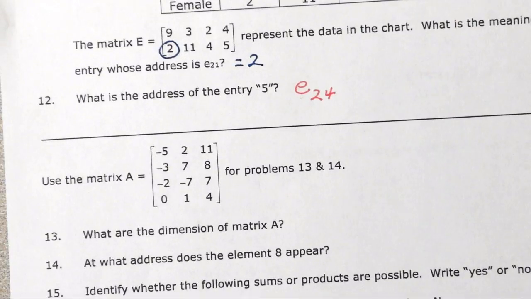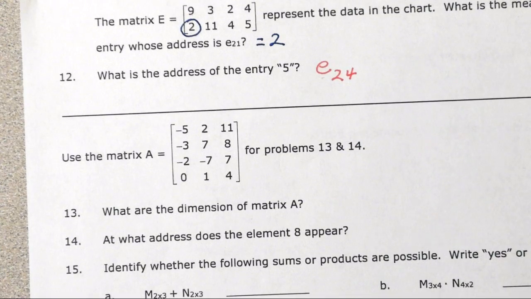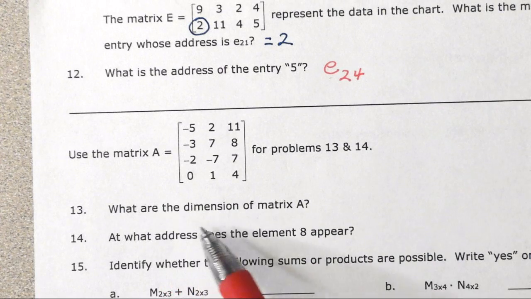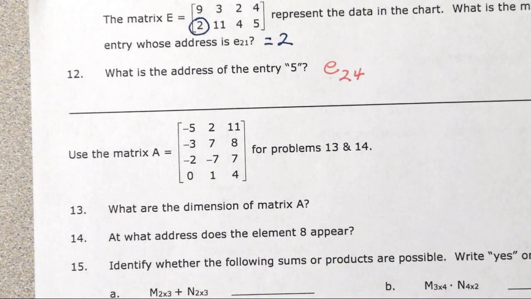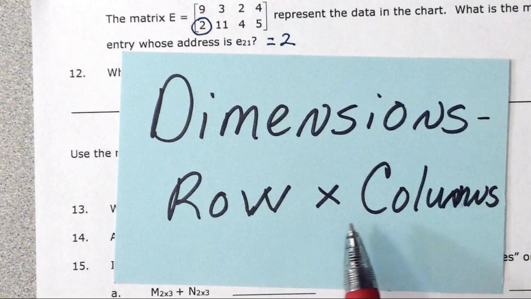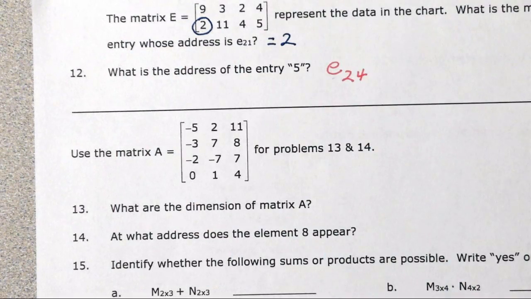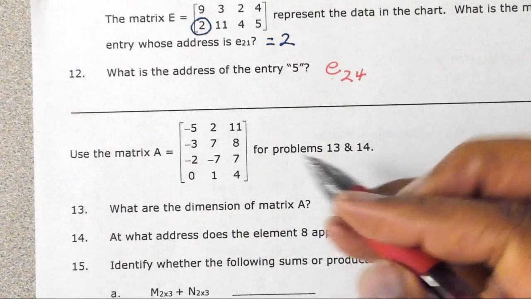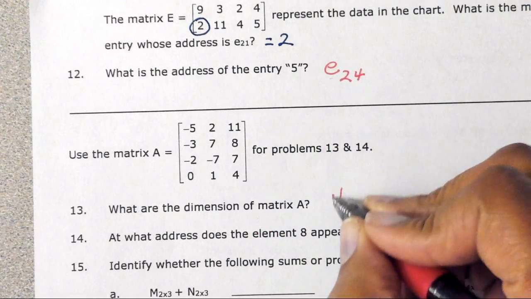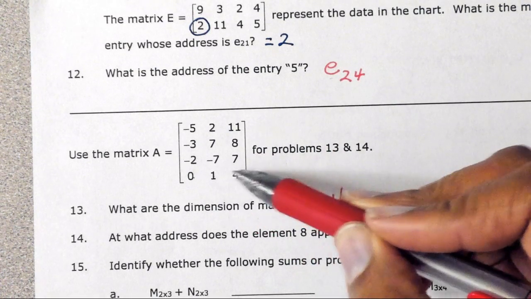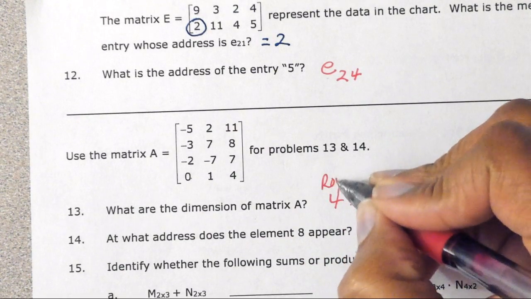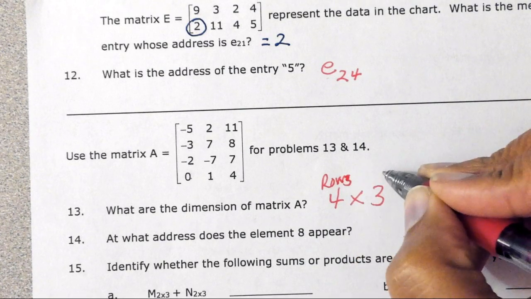The next part moves right into looking at a matrix, and we're going to use this big matrix to answer questions 13 and 14. The first thing it wants us to do is write the dimensions of the matrix. Again, our dimensions are written as the number of rows by the number of columns. So matrix A is a 4 by 3 matrix. It has 4 rows and 3 columns.